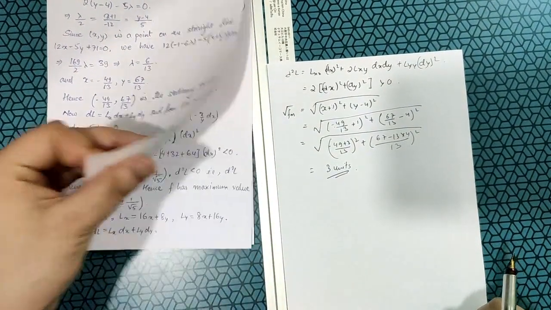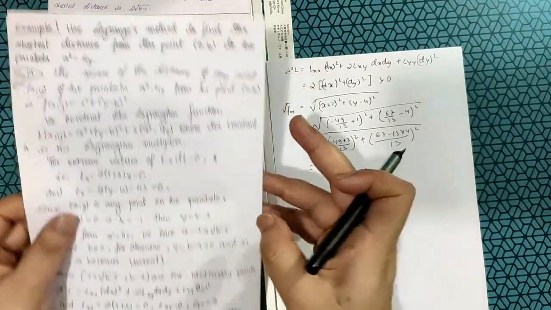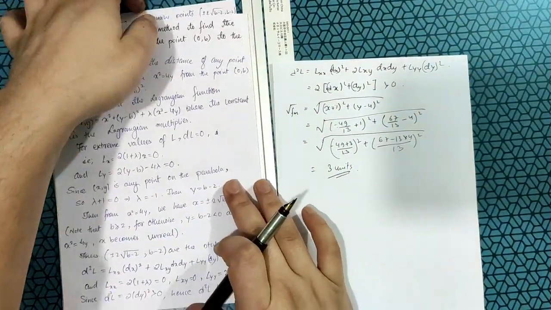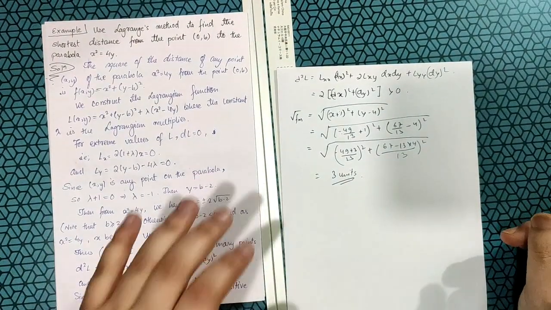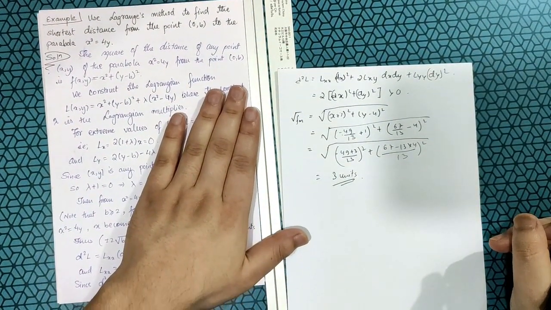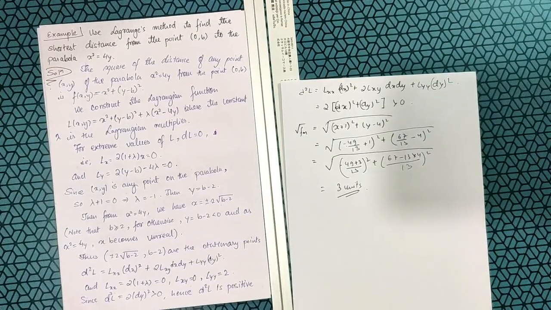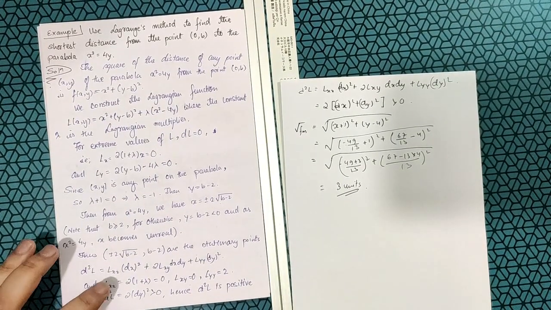So this much for Lagrange's multiplier. There is one example, I give it as homework. It's the same thing, so I think you can pause the video and understand how it is done.